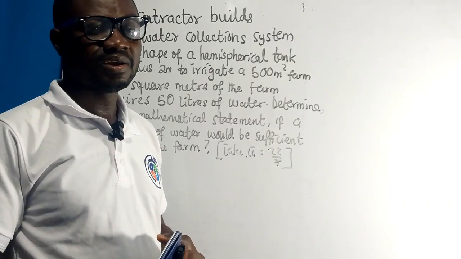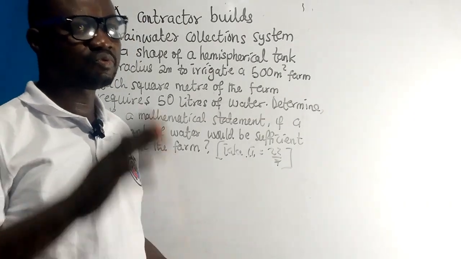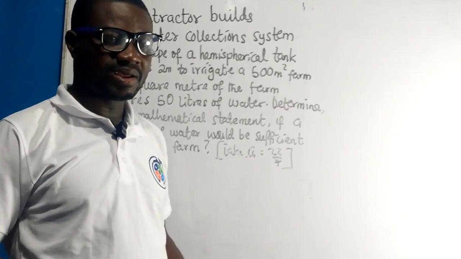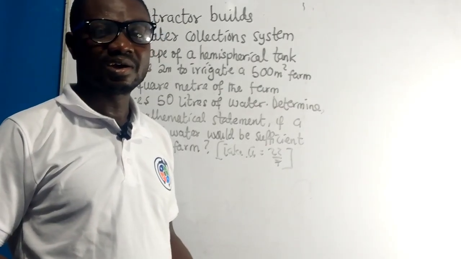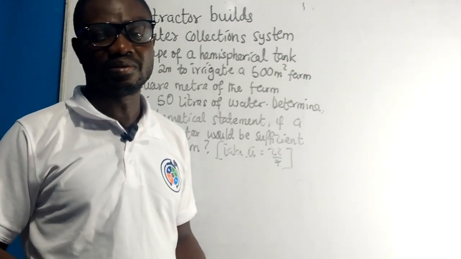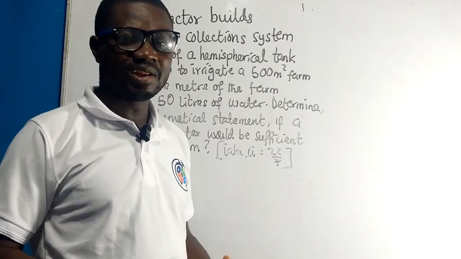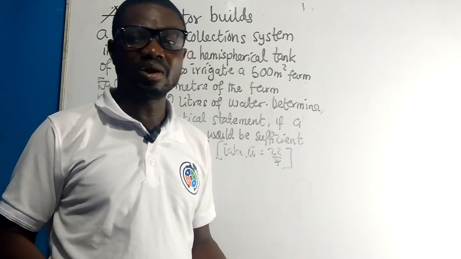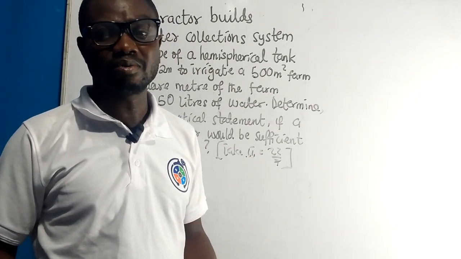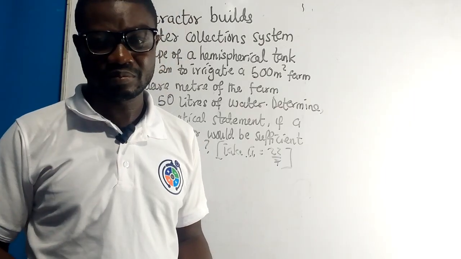So in this case, we know that you are supposed to know the quantity of water that that particular hemispherical tank will hold. So if you watch the video, the man was trying to find out whether the tank can be able to hold a quantity of water to fill and then water the farm. So in this case, if you want to know the amount of water that a particular container is holding, that means you need to know the volume.